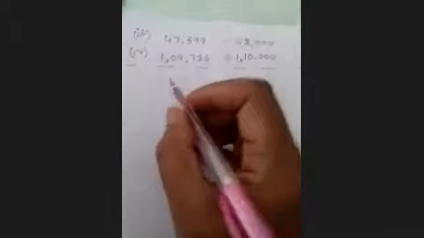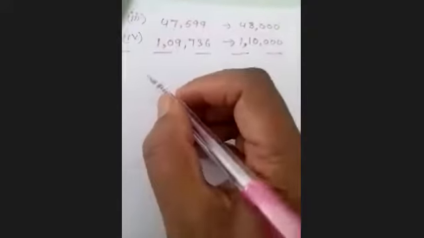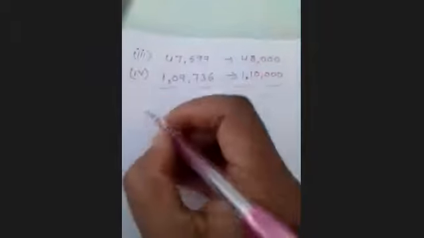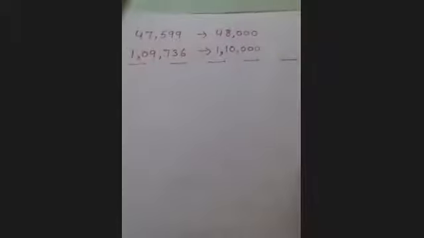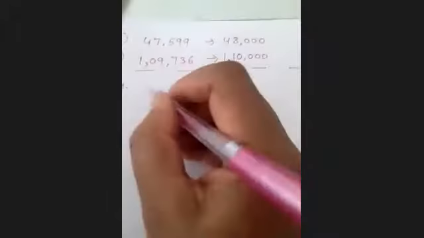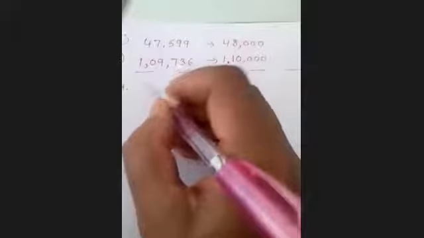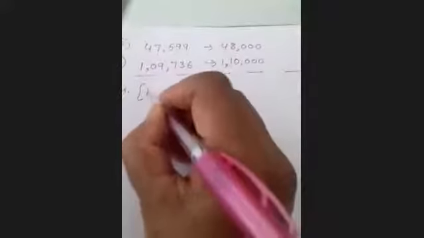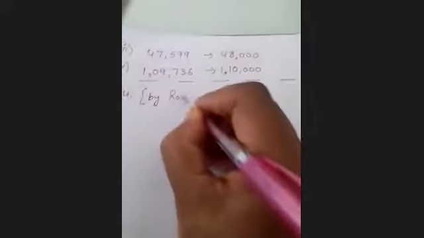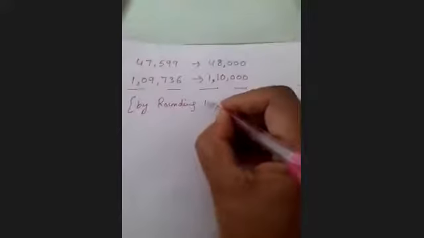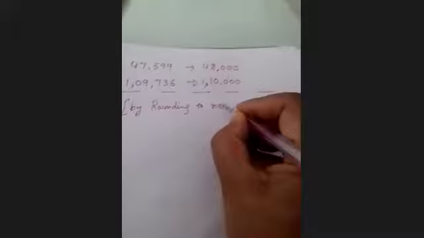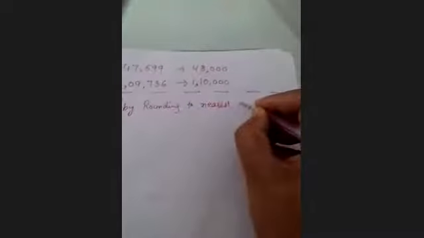Now, question number 4. Yes, students, give a rough estimate by rounding the numbers to the nearest 100. Now solve these questions according to the nearest 100, by rounding to the nearest 100.